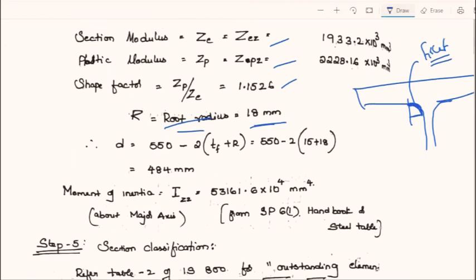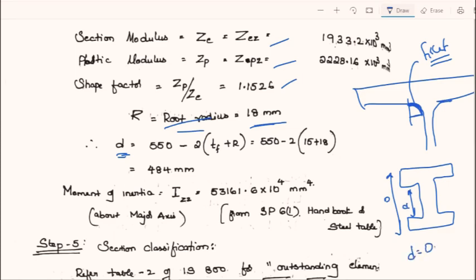And what is d? If this is the section, the total depth is capital D and small d is actually taken to be capital D minus 2 times (TF plus R). R also has to be removed because that does not include the web; at the top and bottom it is there, so 2 times. So d equals D minus 2 times (TF plus R). So just substitute them and you get this value.